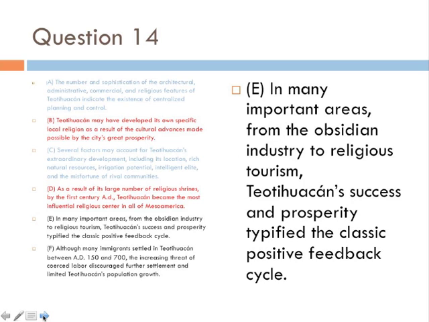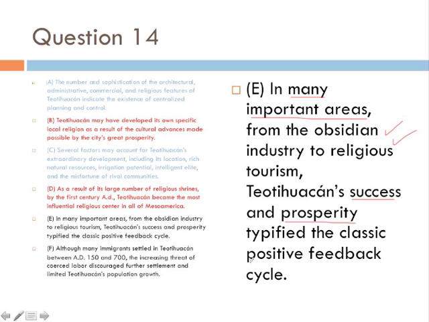Okay, looking at E. And many important areas. So once again, we've got expansive language included at the beginning. From the obsidian industry to religious tourism, which again is true, and two ideas that are mentioned. There's success and prosperity, which again, the text spent quite a bit of time talking about this. So we can notice that success and prosperity is, again, fairly expansive and open language. So it's not just focusing on one particular detail.